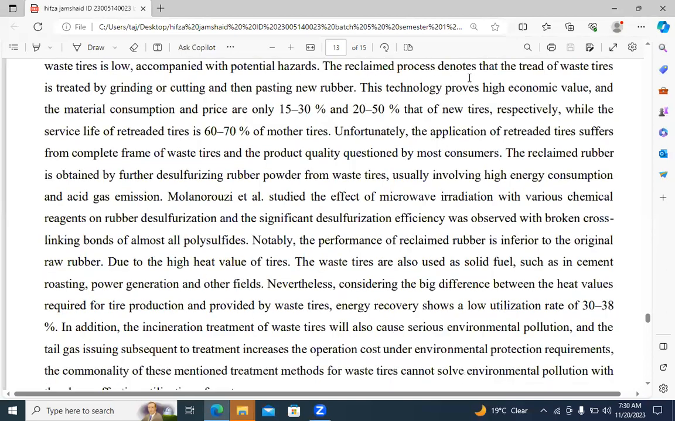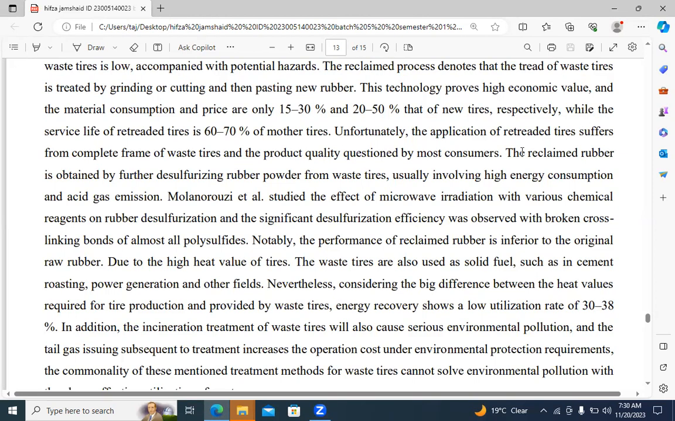In the reclaim process, we have to treat the waste tire by grinding and cutting the tire and then producing new rubbers. This technology improves the economic value and material consumption, with prices of 15 to 30% for recycled, and 20 to 50% for new tire. So it affects the quality of waste tire and product.